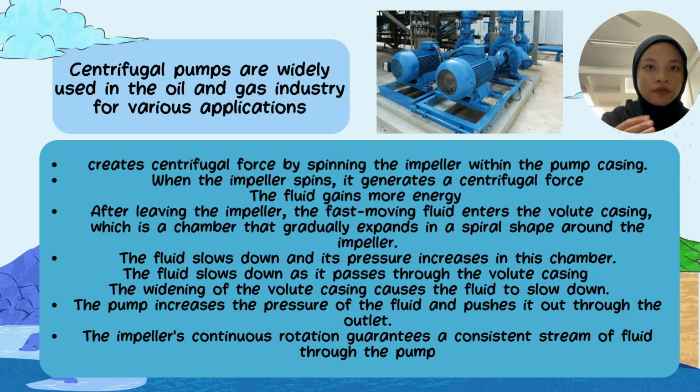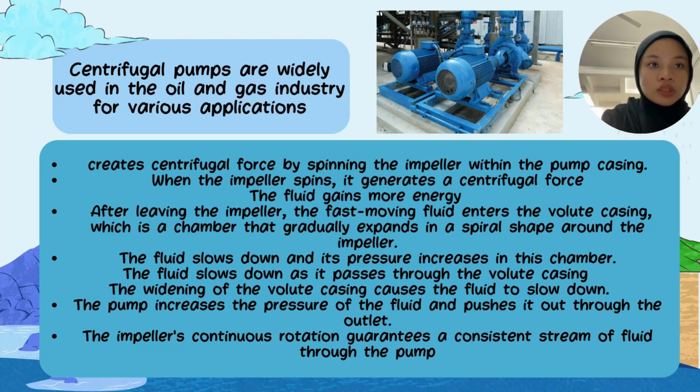And next, the fluid gains more energy as it moves from the outer edges of the impeller due to its spinning motions. Then, the fluid will gain kinetic energy as it moves radially, and the impeller will give the fluid velocity. After leaving the impeller, the fast-moving fluid will enter the volute casing, which is a chamber that gradually expands in a spiral shape around the impeller.